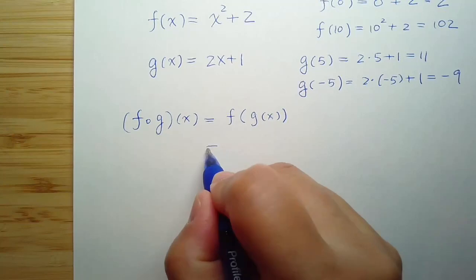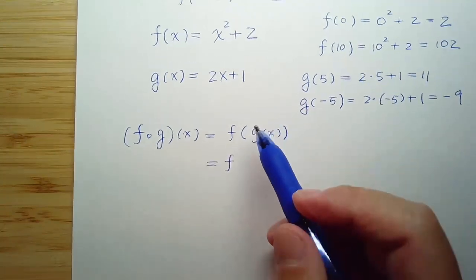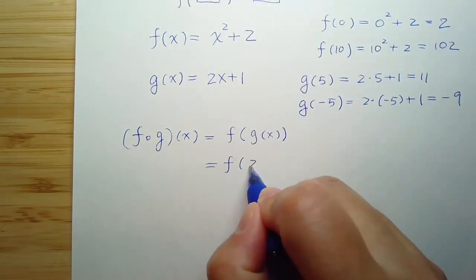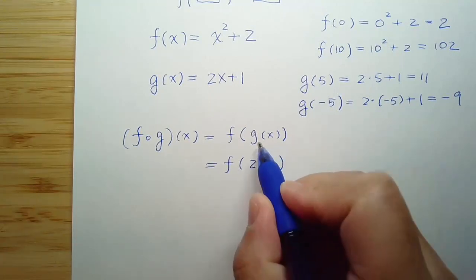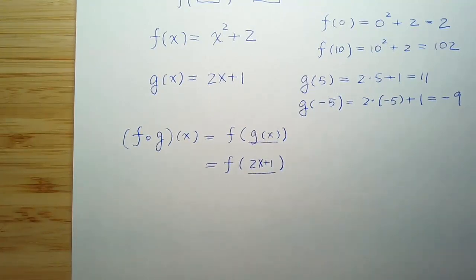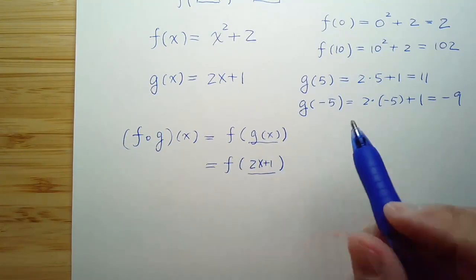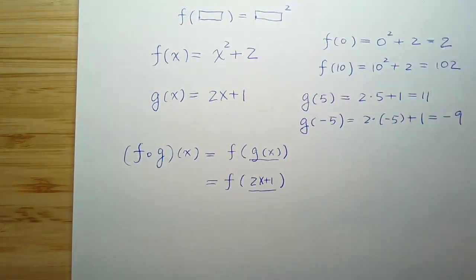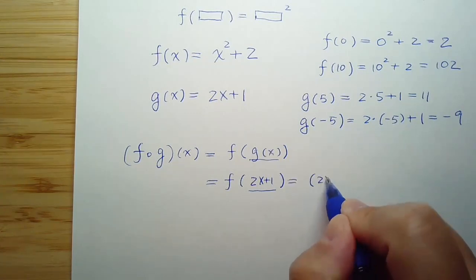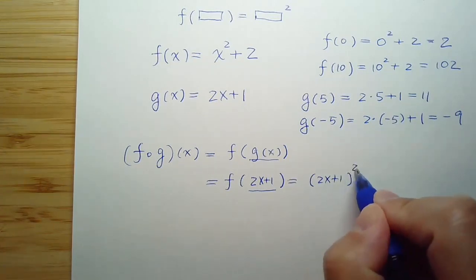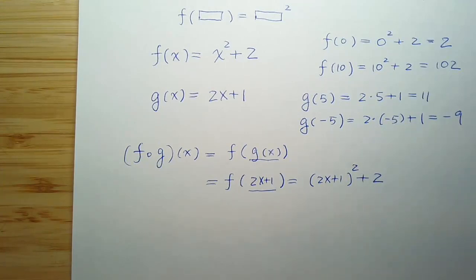You see, I know g of x is 2x plus 1, so I get 2x plus 1. From here to here, I didn't do anything, I just replaced that g of x. And then f of something, do you remember this? F of something is something squared plus 2. So f of the whole thing here will be the whole thing here, squared, then plus 2. Okay, so this is the new function, where you put in x, double it plus 1, square it, and then plus 2.